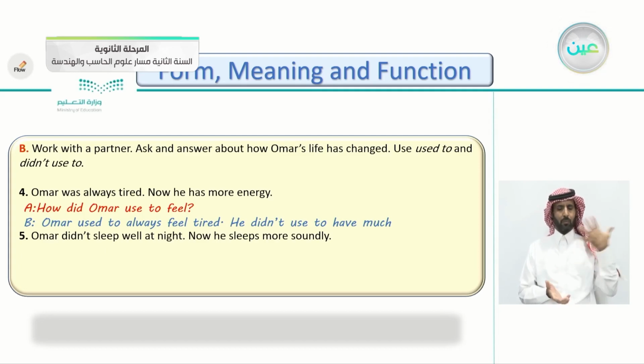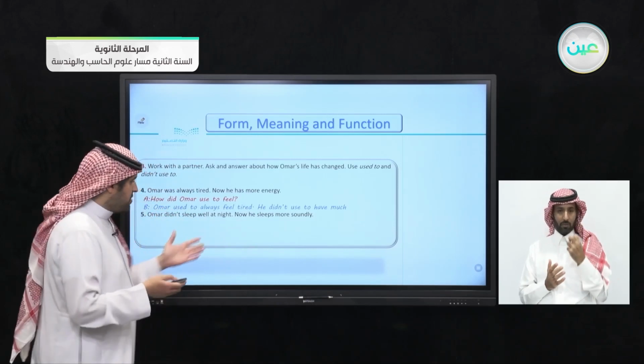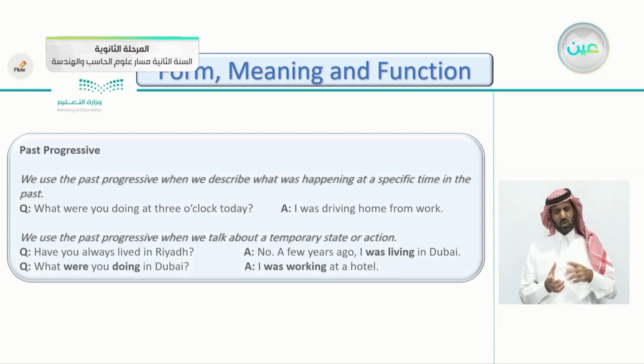Number 5, Umar didn't sleep well at night. Now he sleeps more soundly. Talking about his sleeping, we say, how did Umar used to sleep? You say, Umar didn't used to sleep well. He used to be awake most of the night, or he used to have insomnia, where you stay up all night.